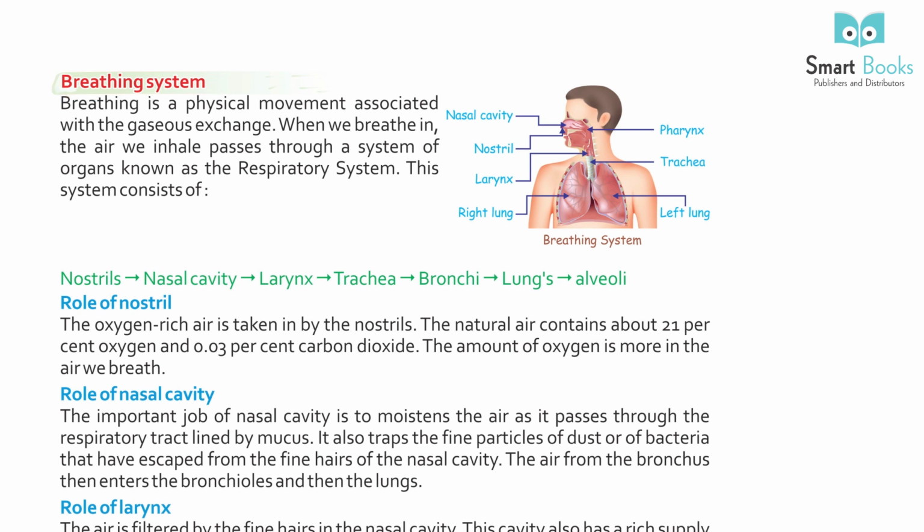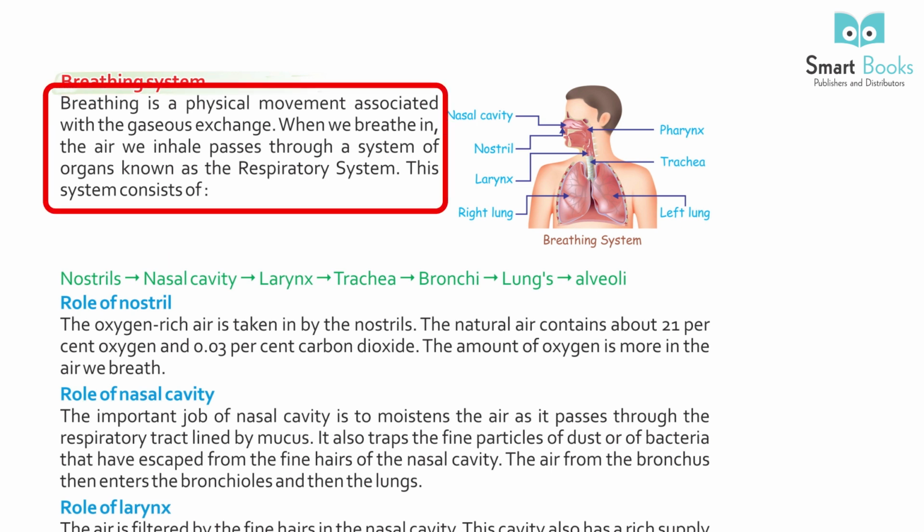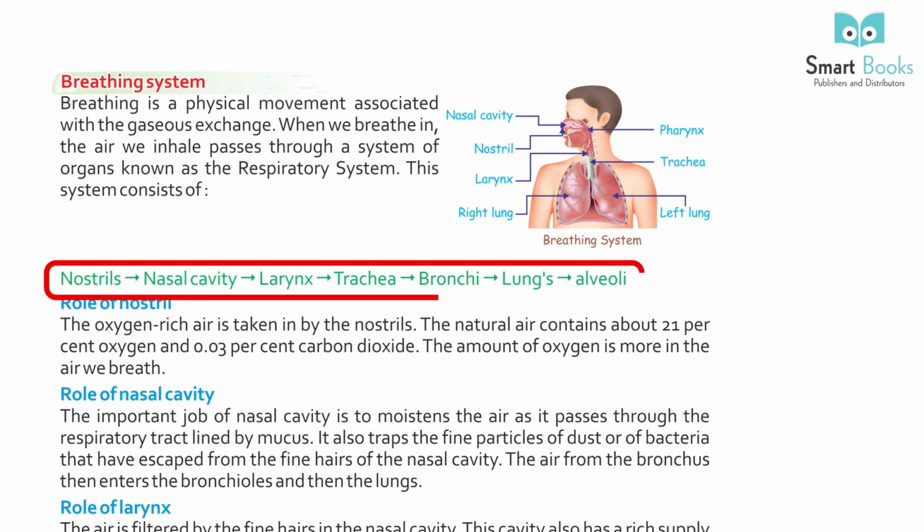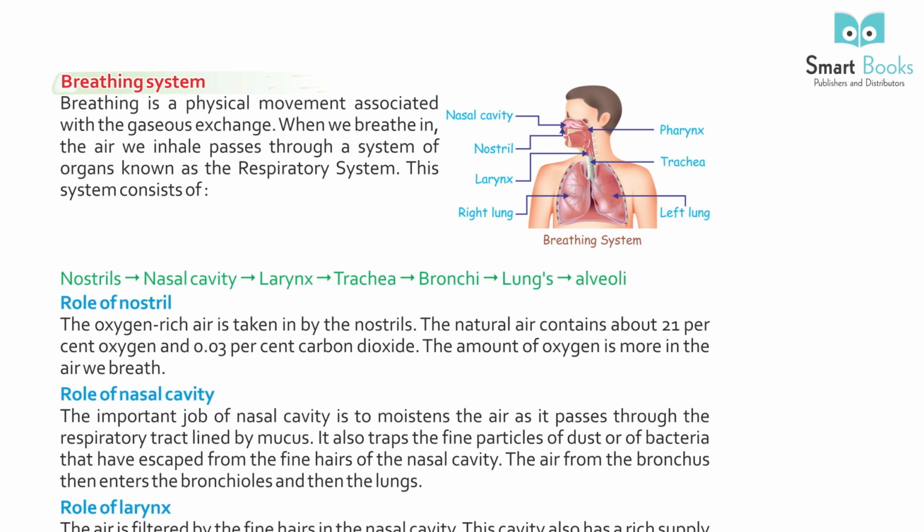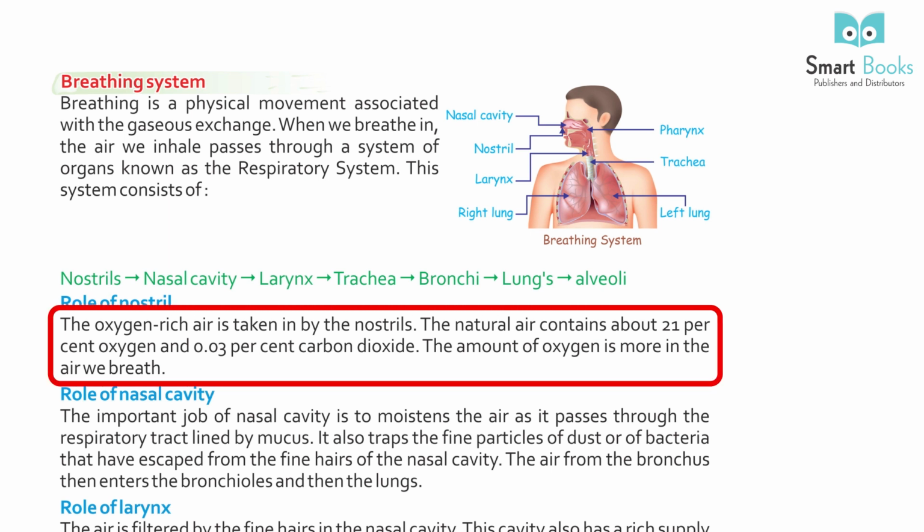Breathing system. Breathing is a physical movement associated with the gaseous exchange. When we breathe in, the air we inhale passes through a system of organs known as the respiratory system. The system consists of nostril, nasal cavity, larynx, trachea, bronchi, lungs, alveoli. Role of nostril. The oxygen-rich air is taken in by the nostrils. The natural air contains about 21% oxygen and 0.03% carbon dioxide. The amount of oxygen is more in the air we breathe.